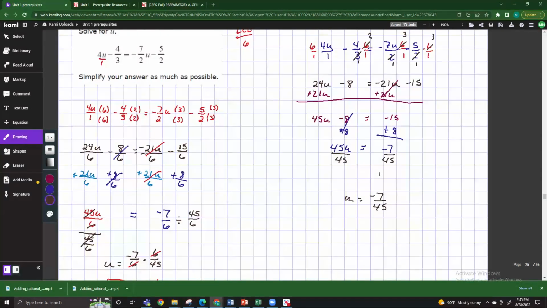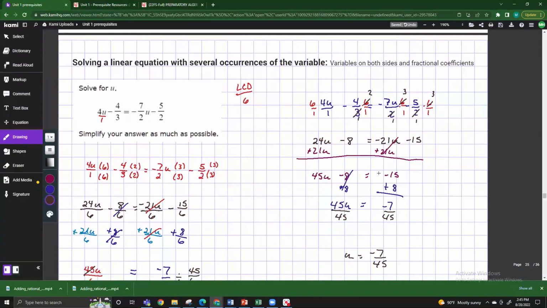It's just a matter of which way it makes a little bit more sense for you. Try practicing both ways. Try practicing multiplying by that LCD, making sure that everything gets multiplied by it, and see if it makes your life a little bit easier on solving these problems.